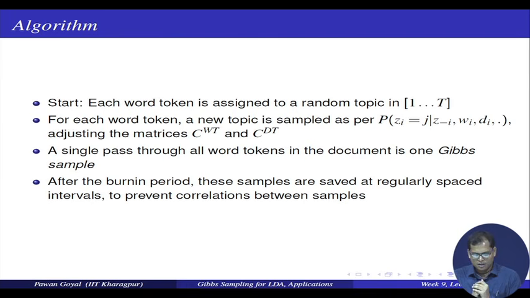Initially, for certain iterations, you can call it an initial burn-in period, you will not store those samples. You will use them to update the values, but you will not store them. After some burn-in period, you will start storing these values. But you will not store every consecutive value, because you are just using the previous values to compute the next one, so they may be very, very correlated. So you will store these samples at some regularly spaced interval.